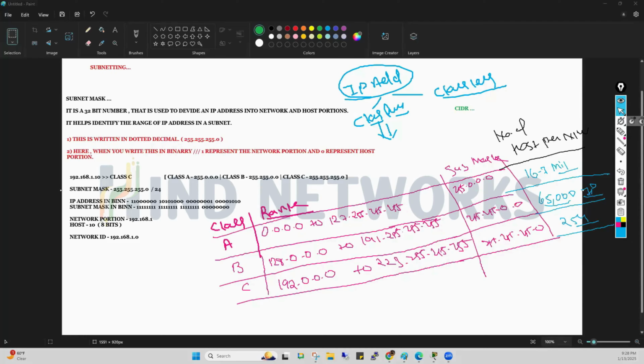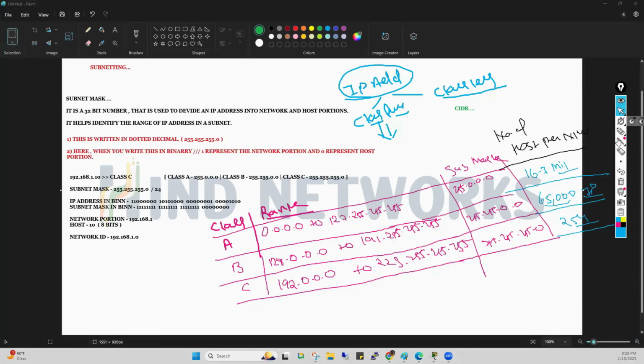Now, what is the problem with classful addressing? Basically, the first problem is inefficient address allocation. What is inefficient address allocation? It means classful addressing forces you to use only class A, B, or C according to the predefined size. You do not have any other option. You have to use class A, B, and C with the predefined subnet mask. Getting my point? Yes or no?